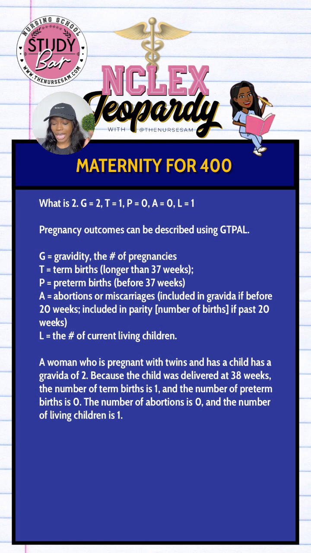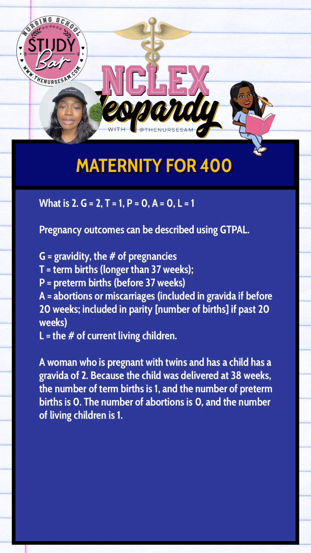Alive and well. All right, so G equals 2 for the total number of pregnancies. T for term birth equals 1. P equals 0, there are no preterm births. A equals 0, no abortion or miscarriage. And L is going to equal 1 because that's the current number of living children, that 5-year-old who is currently just kicking.